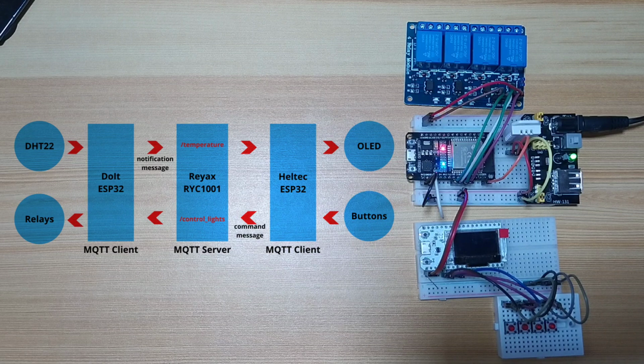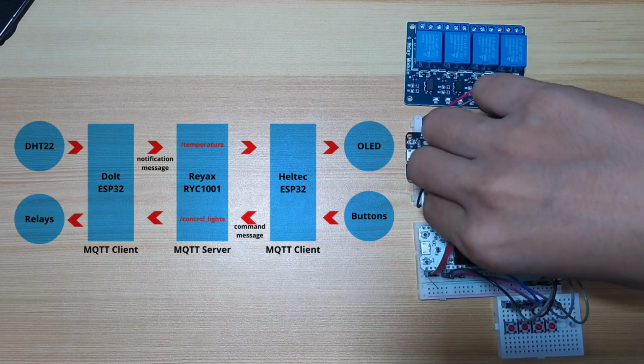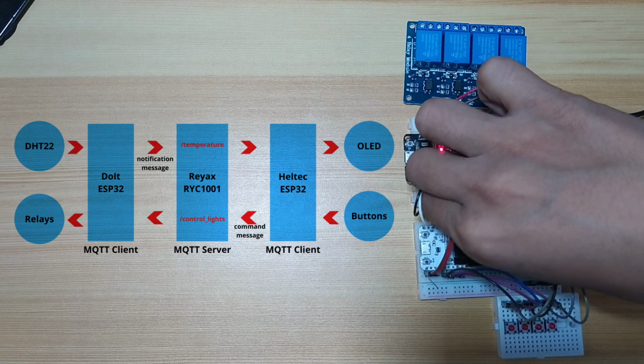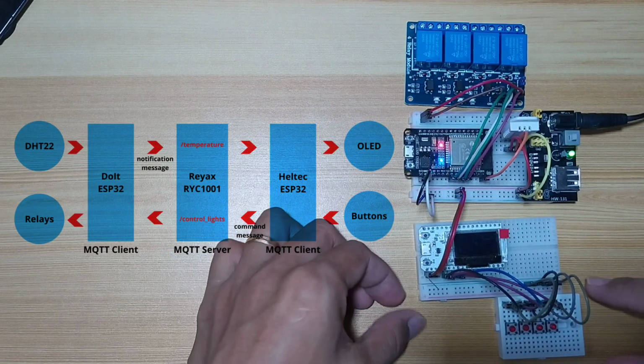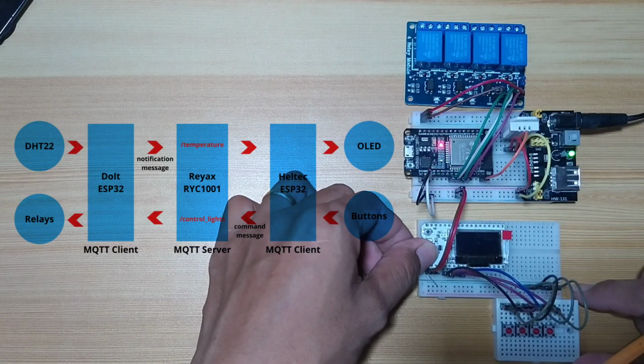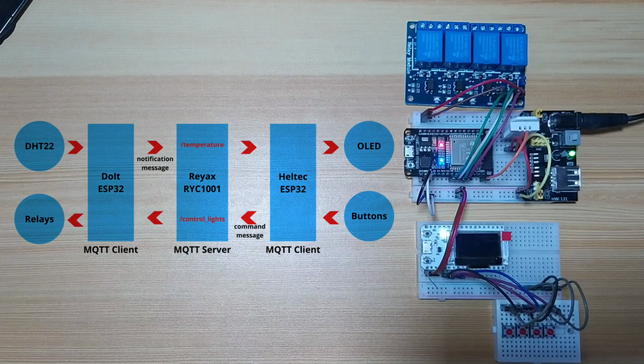When we see that the onboard LED is blinking, it means that the ESP32 successfully connected to the Reyax IoT server. And on this one, we cannot see any blinking LED, which means it is still not able to connect. Maybe the power. What I will do is press the reset. Okay. Now both are connected to the IoT server, which is the RYC1001.